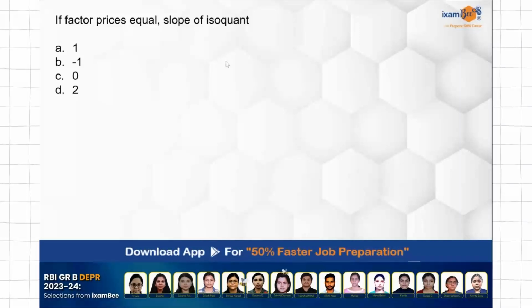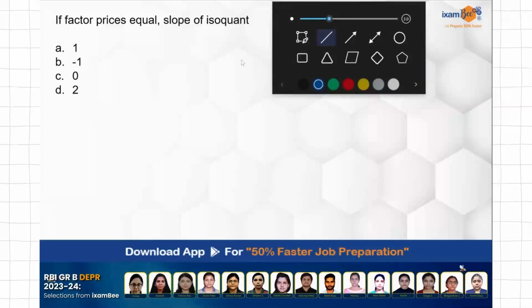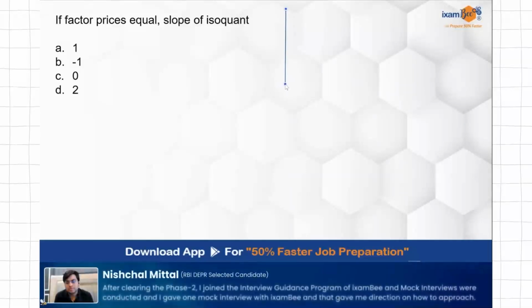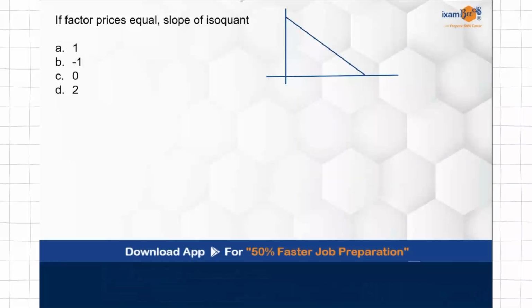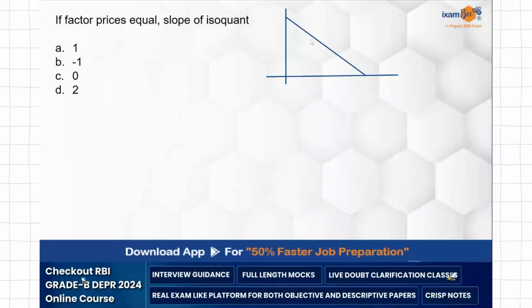Okay. If the factor prices are equal, the slope of the isoquant... In this case, you need to assume that there is a normal isoquant coming from a well-behaved production function. Let me first draw the isocost line. So this is the isocost line, and let's say this is your isoquant. What is the slope here?